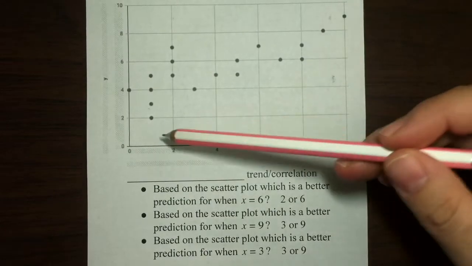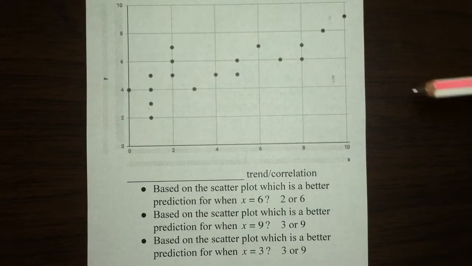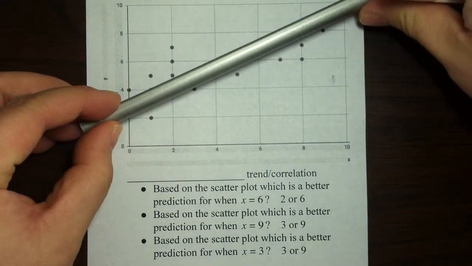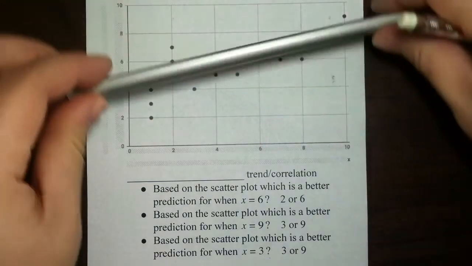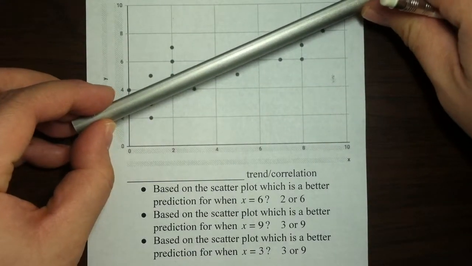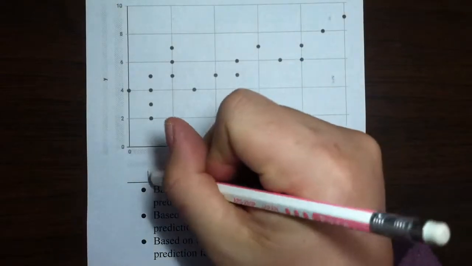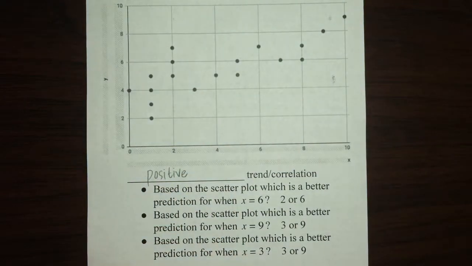In this example, we see that these plots, these dots or data points, are kind of going in an upward pattern, right? It's definitely not this way. It's definitely upward. So if it's upward to the right, we call it a positive trend or correlation. Positive trend or positive correlation.